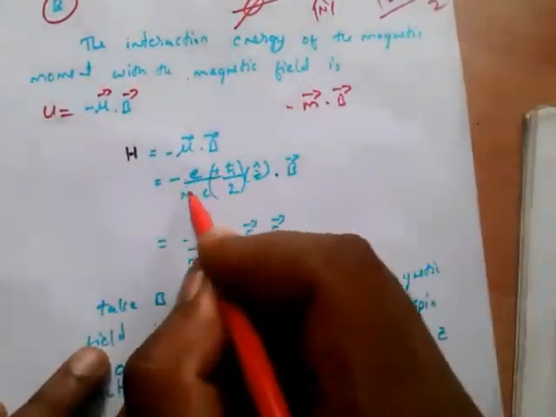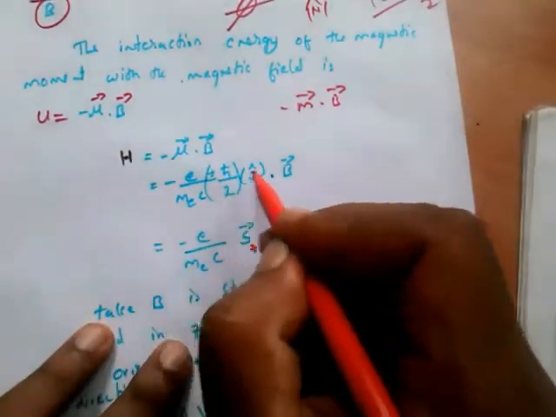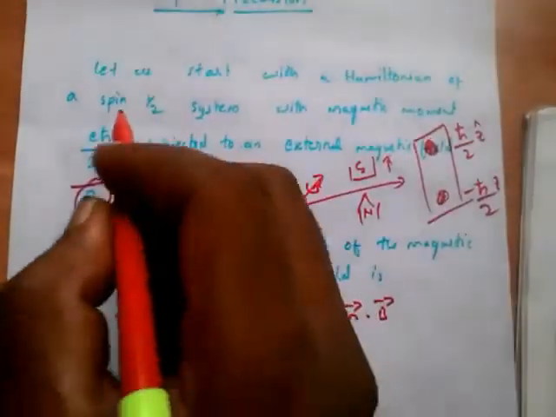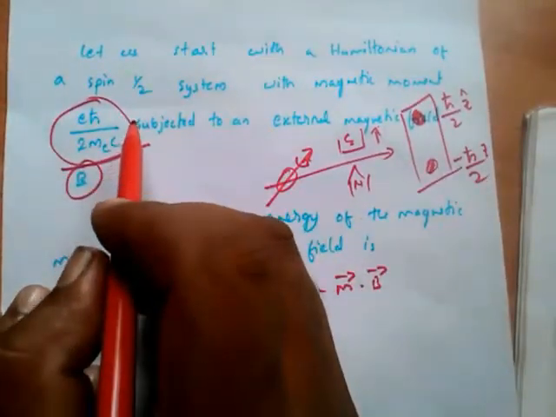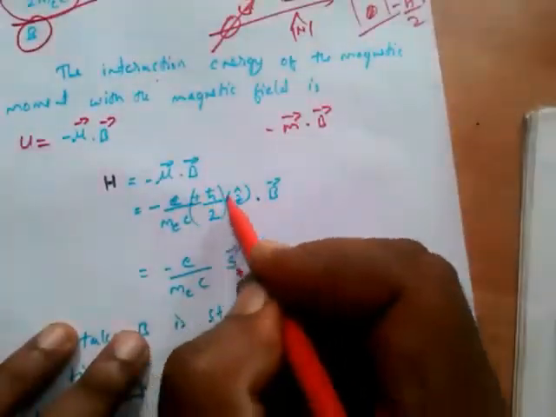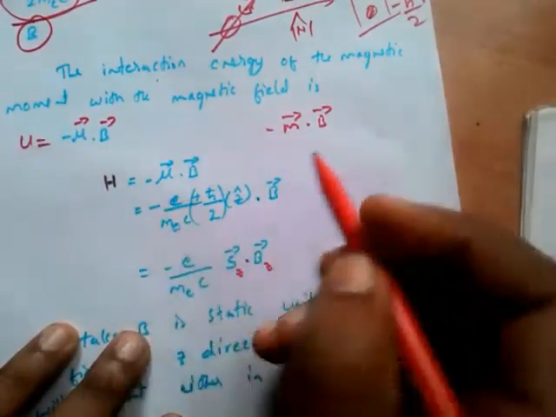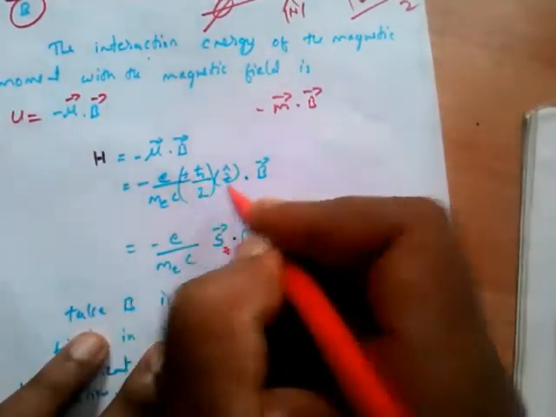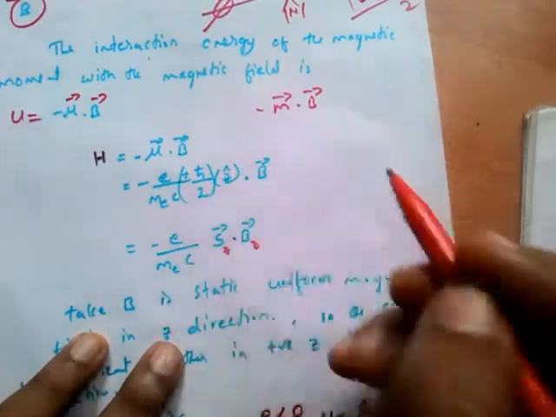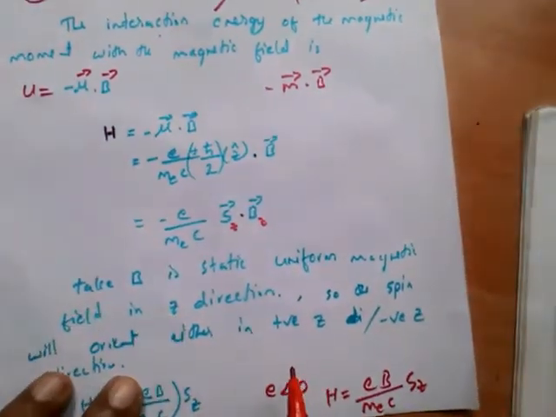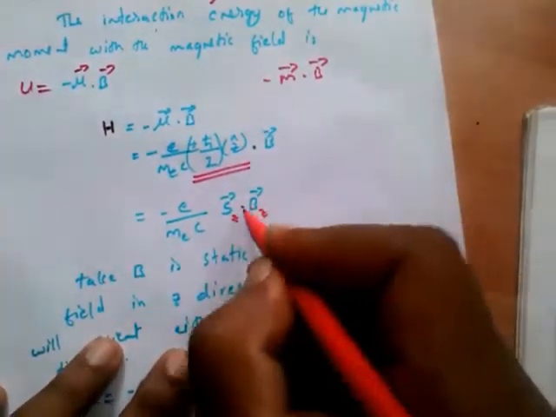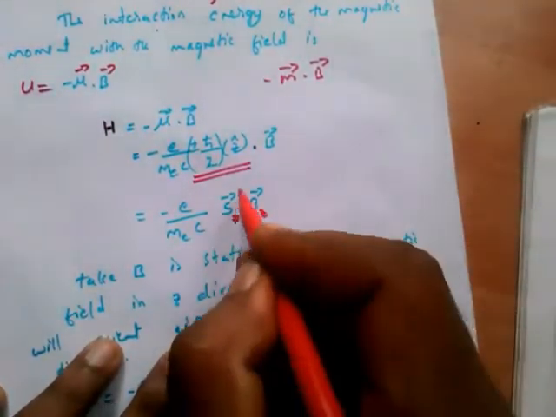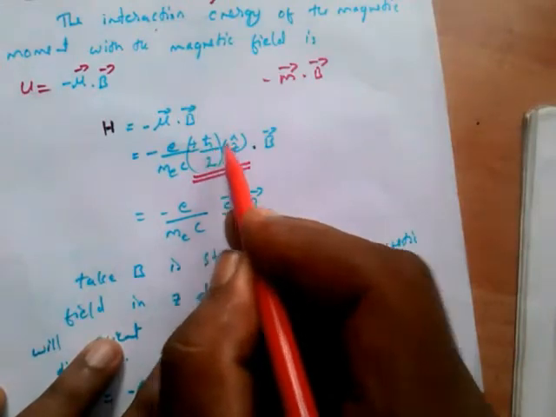That is equal to minus e over mc, plus or minus h cross over 2. Here we are taking a magnetic moment e h cross over 2mc, and we will get it like this: minus e over mc, plus or minus h cross over 2 in some direction, z direction, dot B. This is our spin term S z, or S. We can write this as S dot B.